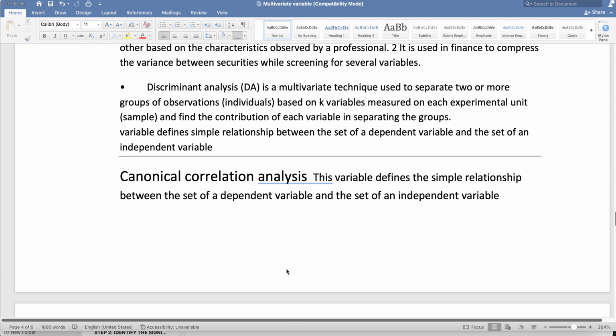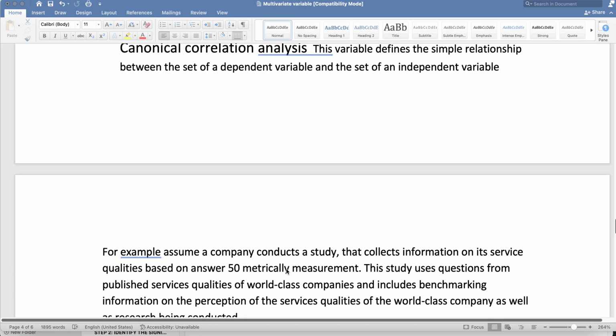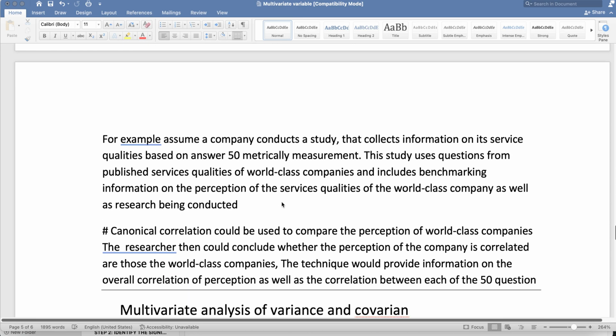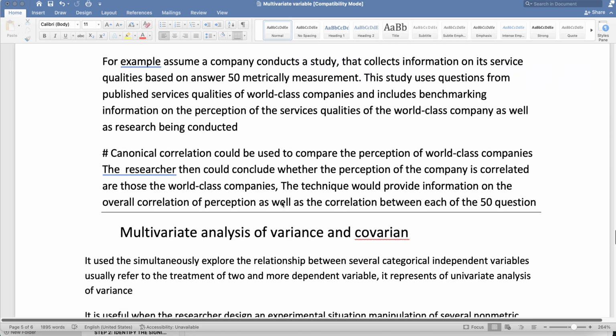Canonical correlation analysis defines the simple relationship between a set of dependent variables and a set of independent variables. For example, assume a company conducts a study that collects information on its service quality based on answers to 50 metrically measured questions. This study used questions from published service quality surveys of world-class companies, including benchmarking information on the perception of service quality of the world-class companies as well as the company being researched.